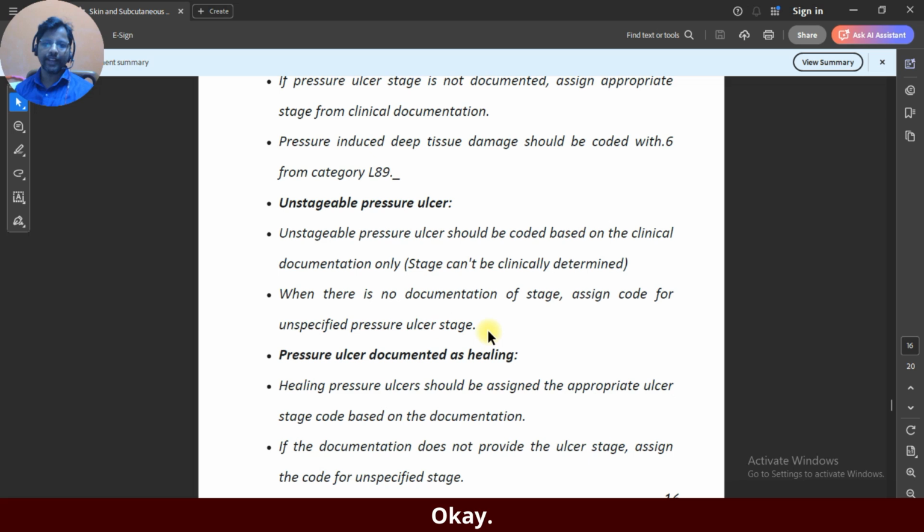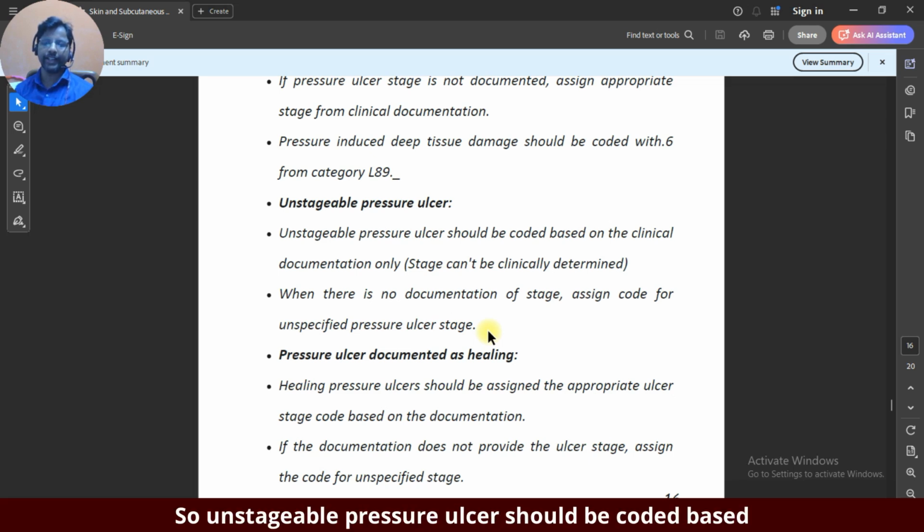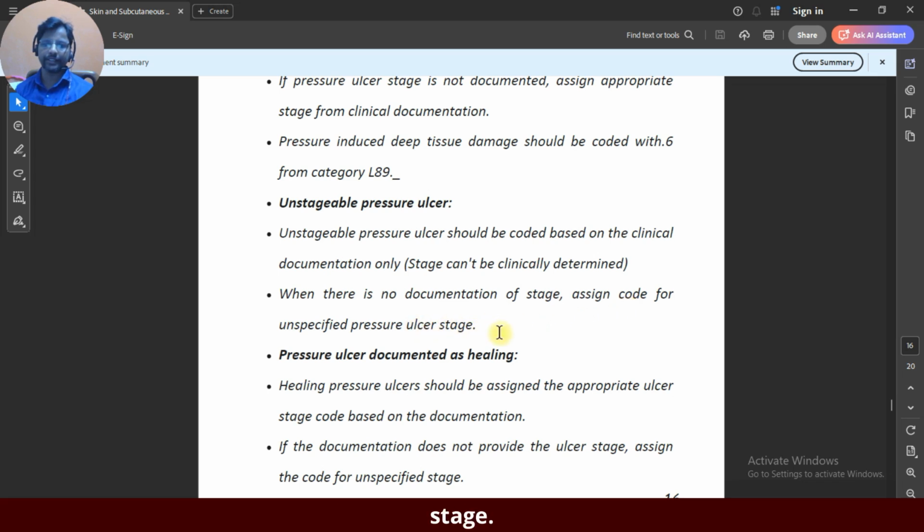What is an unstageable pressure ulcer? An unstageable pressure ulcer should be coded based on the clinical documentation only, when the stage can't be clinically determined. If the documentation does not have it, or if the provider is unable to stage the pressure ulcer, we need to follow this guideline. When there is no documentation of stage, assign the code for unspecified pressure ulcer stage.